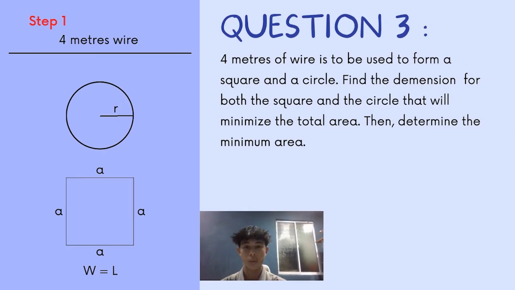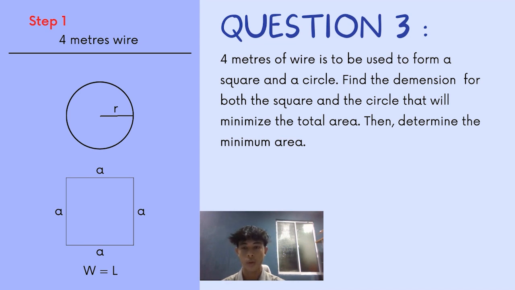In this slide, I will be presenting how to solve an applied minimum problem. As we can see, question 3: 4 meters of wire is to be used to form a square and a circle. Find the dimensions for both the square and the circle that will minimize the total area. Then determine the minimum area.